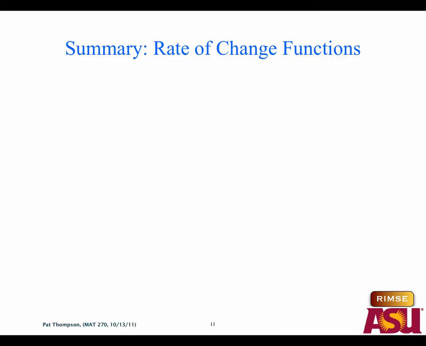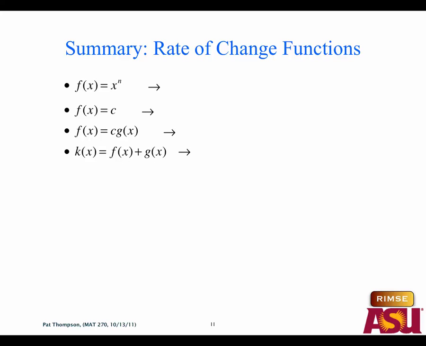Okay, so summary. These are the 4 we've talked about. If you have the power rule, then the rate of change function is n x to the n minus 1. The rate of change of a constant function is 0. Constant multiple: the rate of change is that constant multiple times the rate of change of that function. And if a function is the sum of functions, its rate of change is the sum of those rate of change functions.